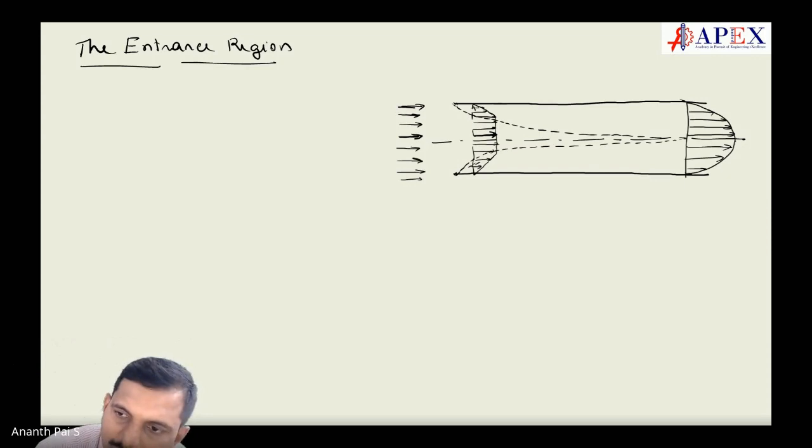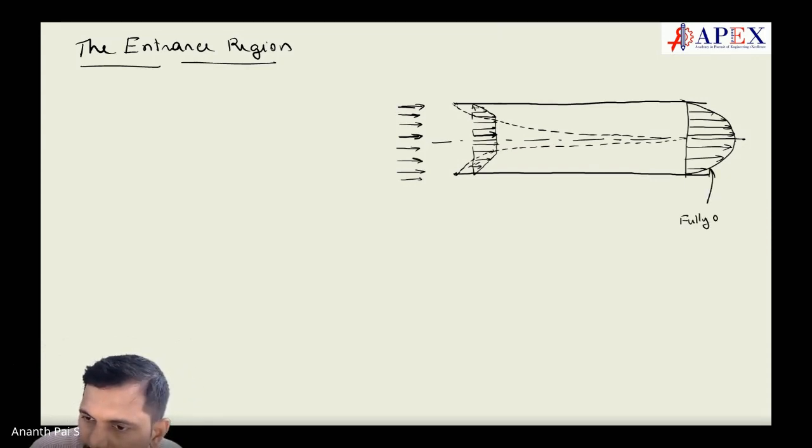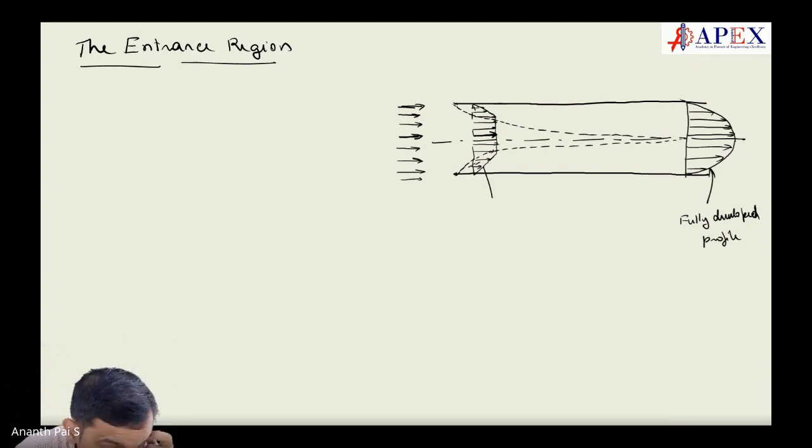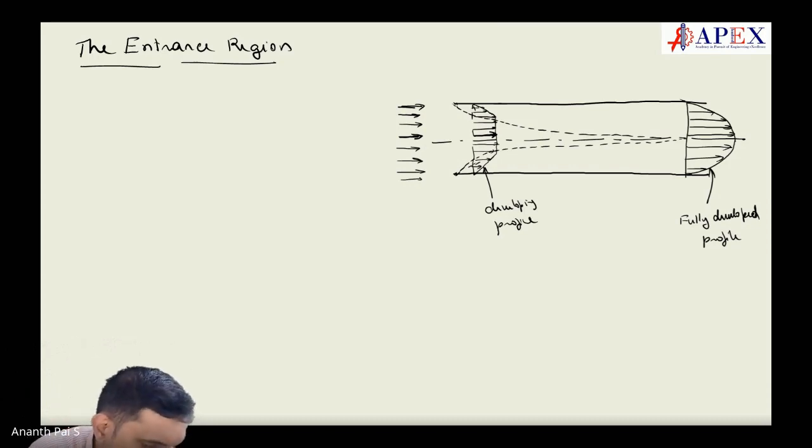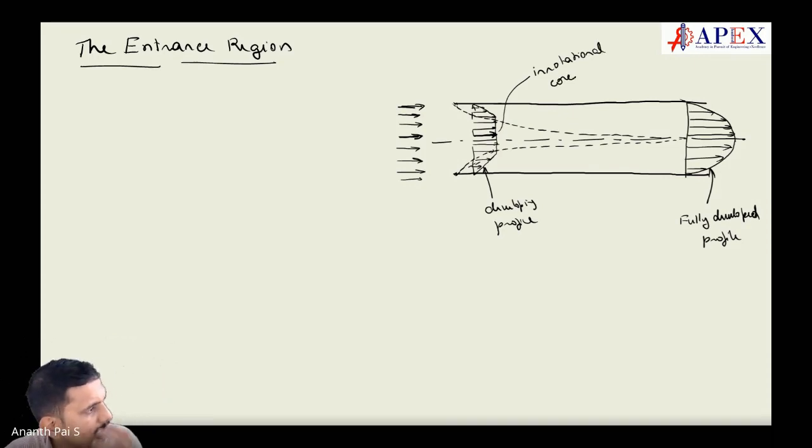Now, this is called the fully developed profile, and this is the developing profile anywhere at the end. From here to here is called the irrotational core. There's no rotation there. That's called the irrotational core.